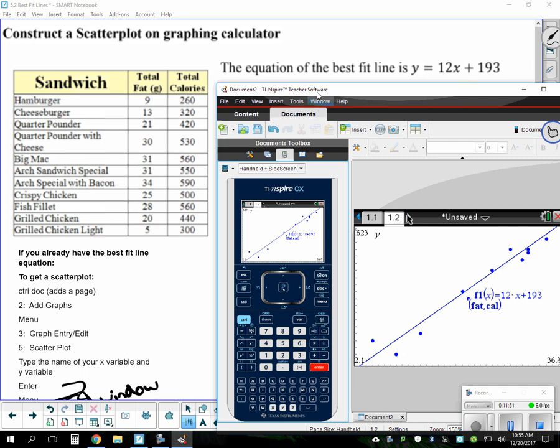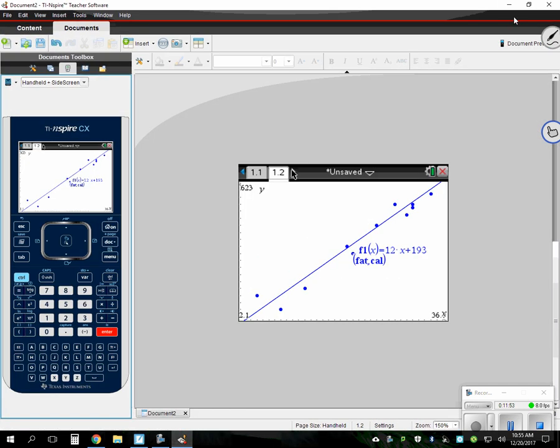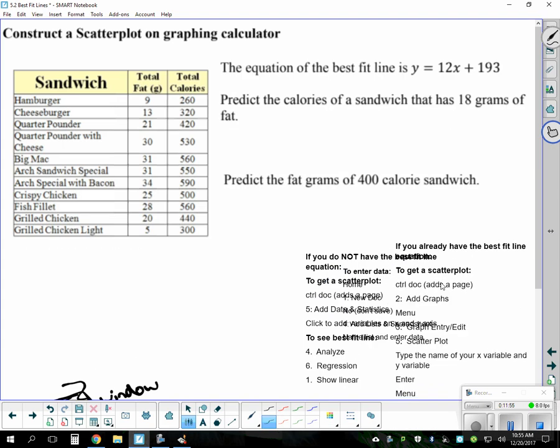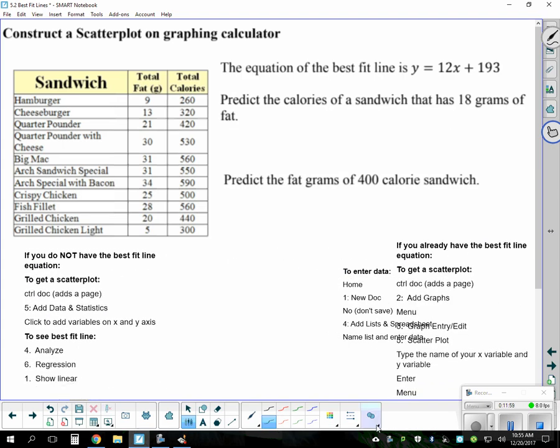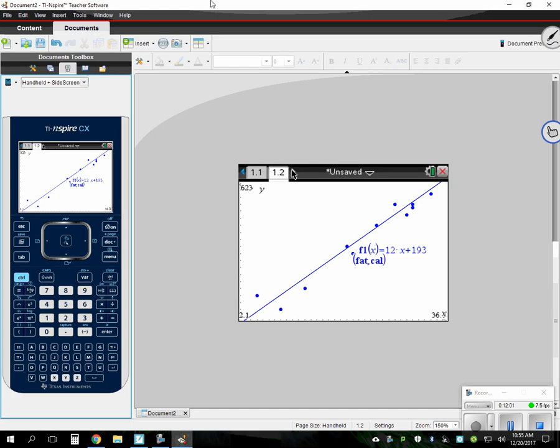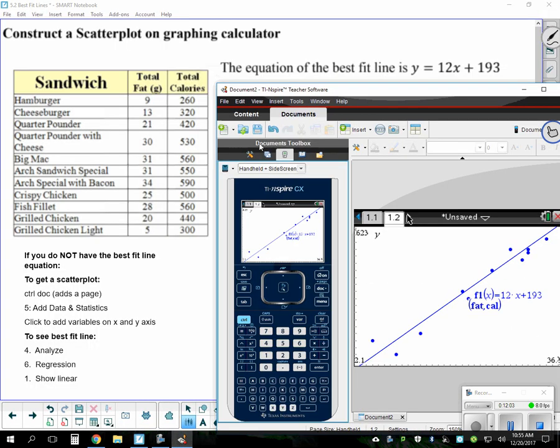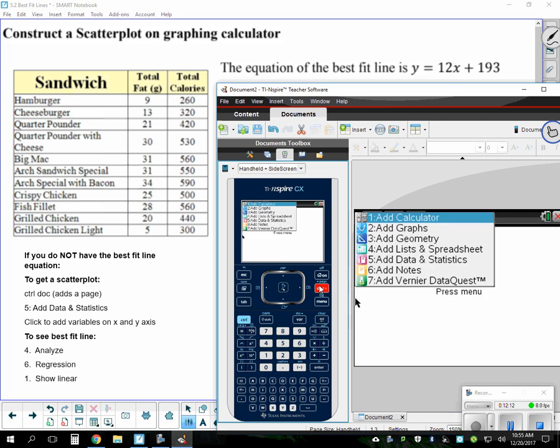Okay? All right, now let's say that we were not given this equation. Your calculator can come up with it, and it's actually easier for linear anyway. It's pretty easy to do. Okay, so let me switch those directions. So using the calculator where we were, totally fine. We want to put a scatter plot in a different way. Okay, so we're going to go back to Control Doc to add another page. And this time we're going to add data and statistics.